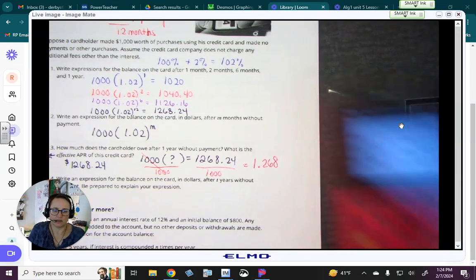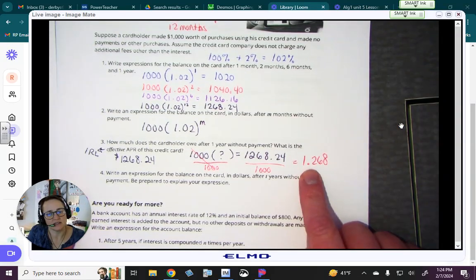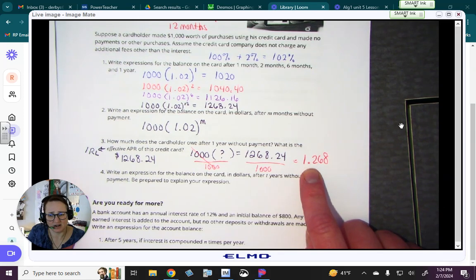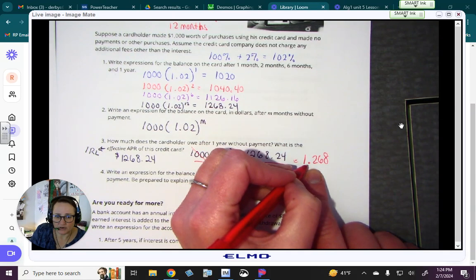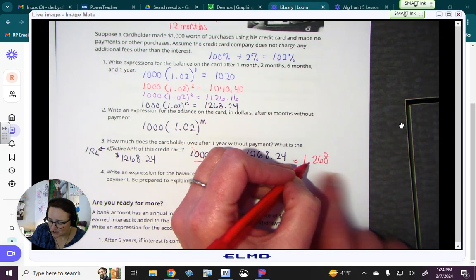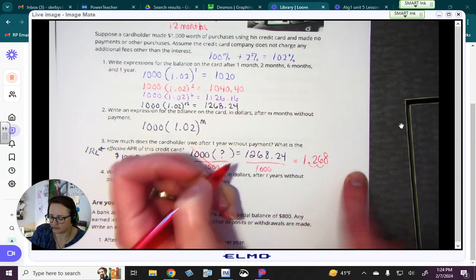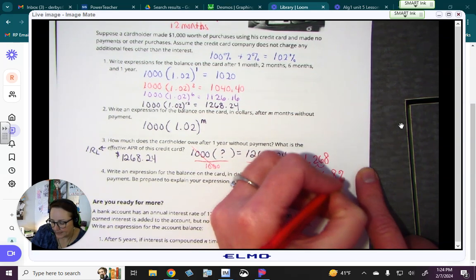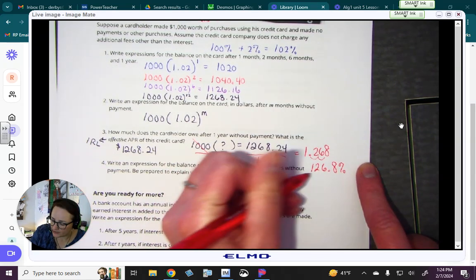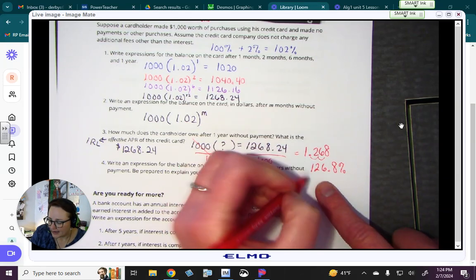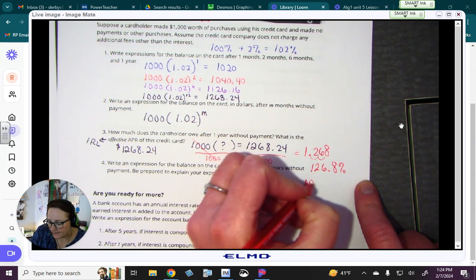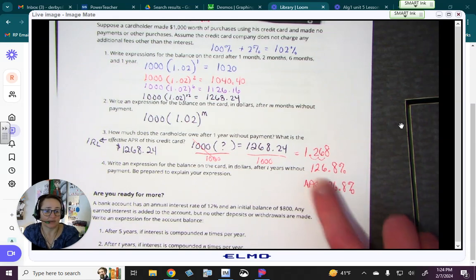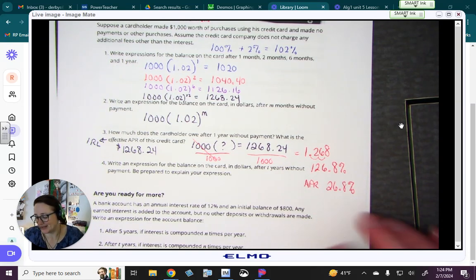Wait a second. 1.268. This is the effective APR. Remember to turn this back into a percentage. We're going to move that decimal point 2 places. This is 126.8%. The original 100 that we charged, it's telling me that the effective APR is really 26.8%. That's what they're adding on top of the 100% of whatever it is that we spent. In our case, $1,000.